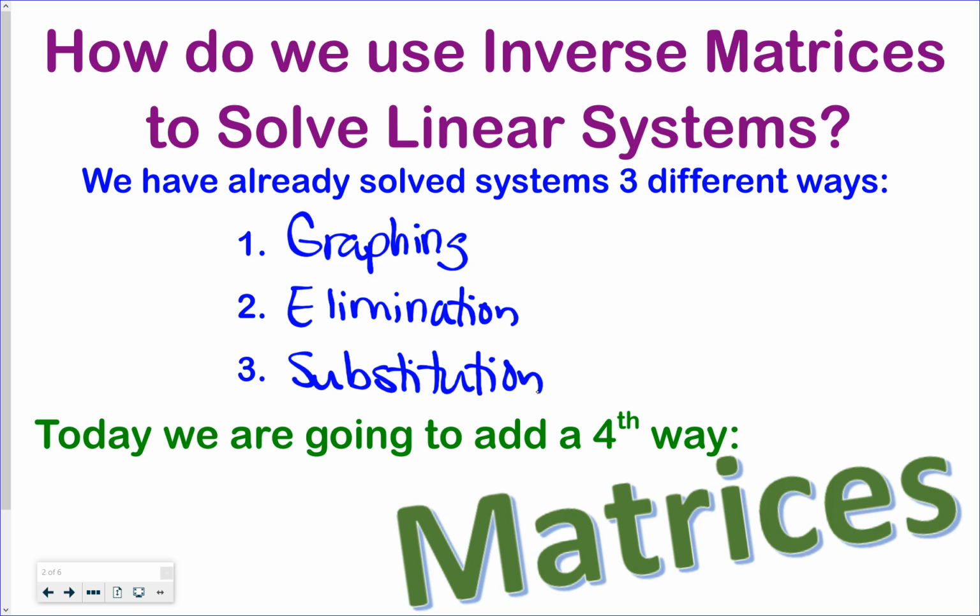There were 2 special cases for my solutions. There could be no solution because my lines are parallel to each other. What else could have happened? Infinite solutions because it is the same line. So do you think those options are going to come up again? Yes, it's still possible, because our goal is still the same. We're just going to solve it a different way.